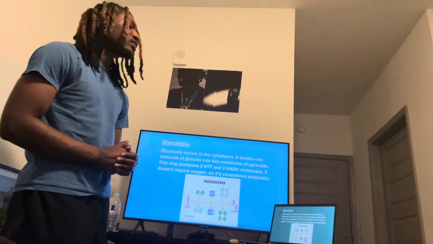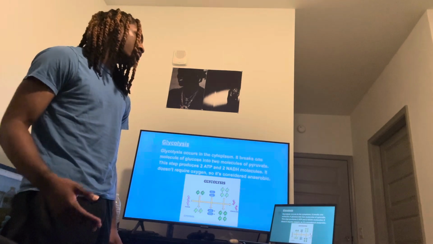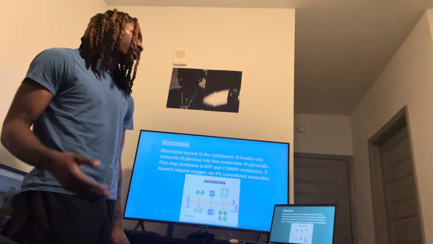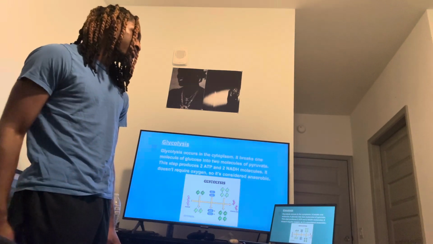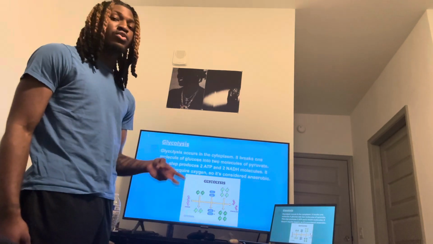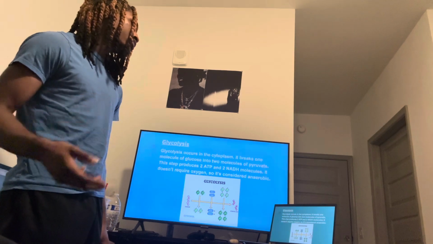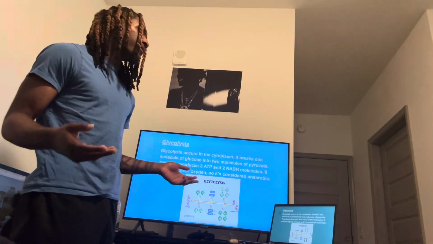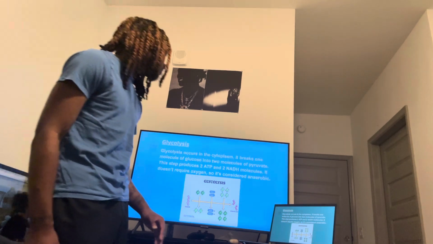To start off, glycolysis occurs in the cytoplasm. It breaks down one molecule of glucose into two molecules of pyruvate. This produces 2 ATP and 2 NADH molecules. It doesn't require oxygen, so it's considered anaerobic. And here is a diagram of glycolysis.